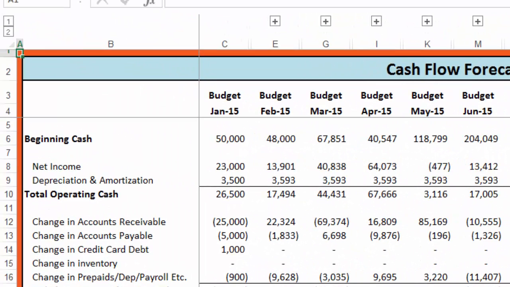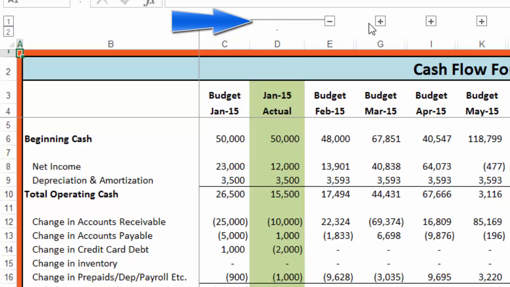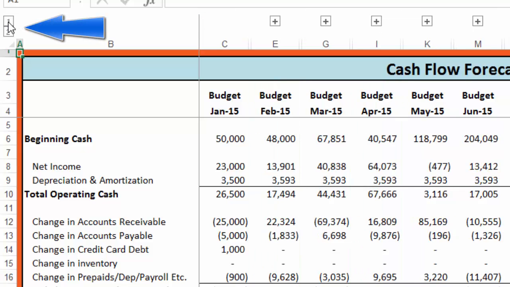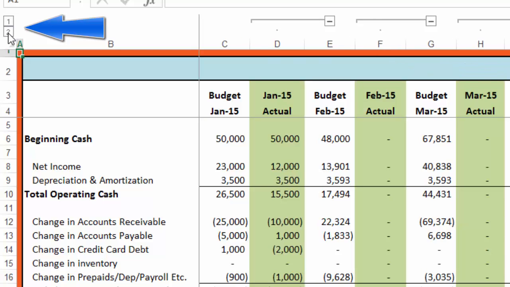Starting at the top, we see that we have the opportunity to expand or collapse the actual columns just as we had on the Budget versus Actual tab. We can do that individually with these little boxes with the plus or minus signs, or we can do it all at once with these boxes in the left-hand corner with the number 1 or number 2.